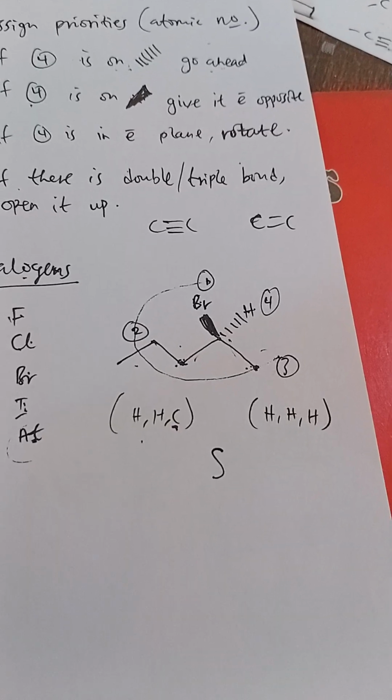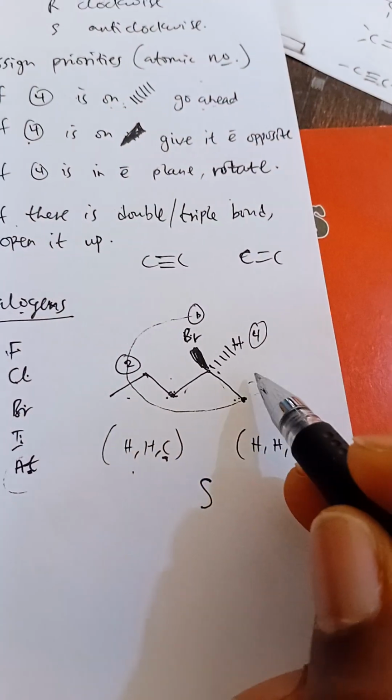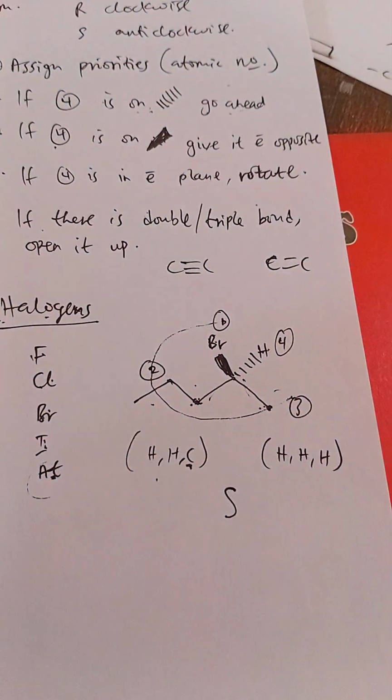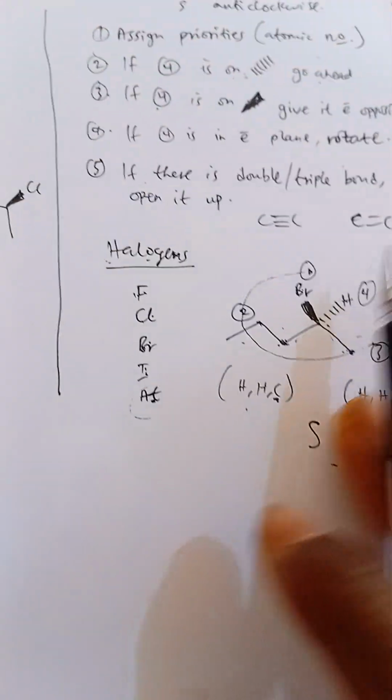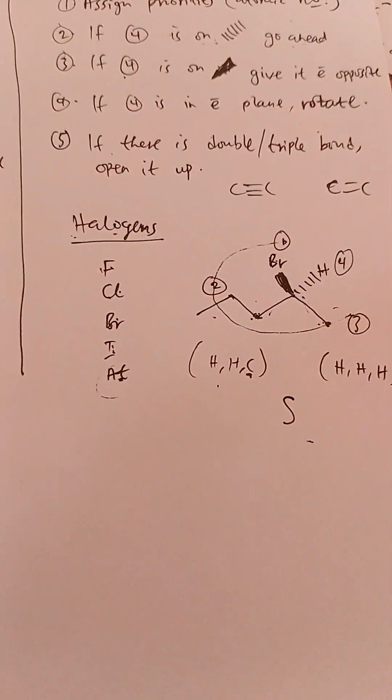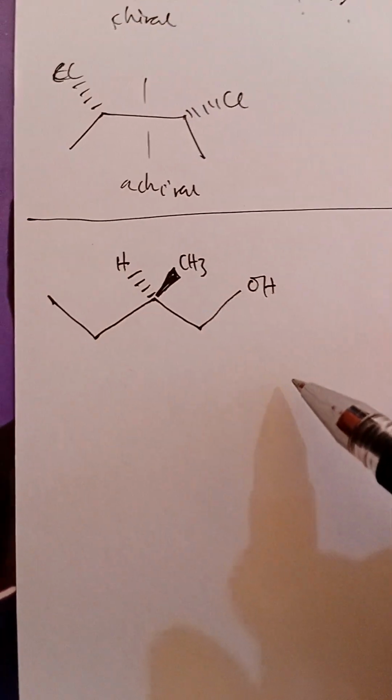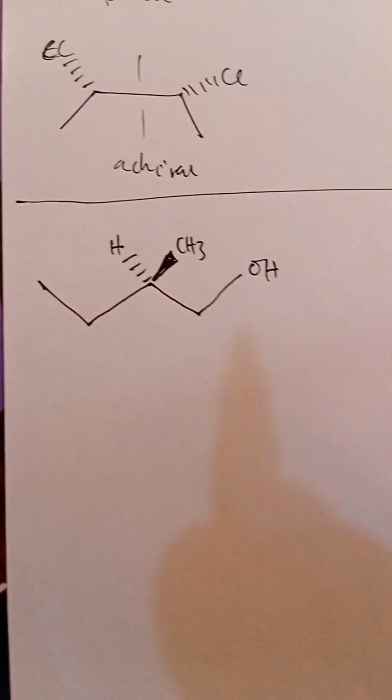So take note of that. Now we know how to name organic compounds, so I'm not going to waste time on that. You bring your S, then you add a name to it. All right, so let's take the next example. This is our next example. We want to assign R or S to this molecule.